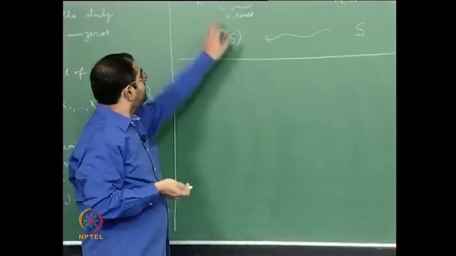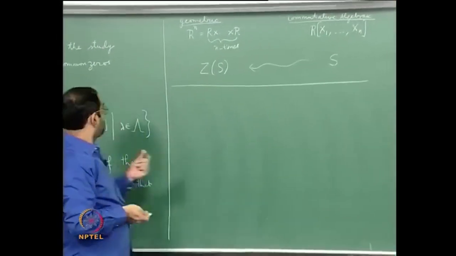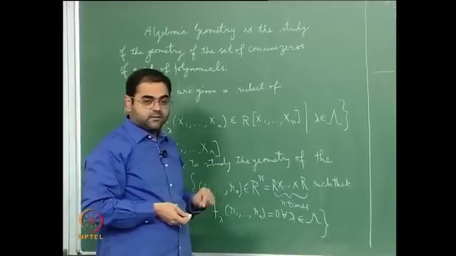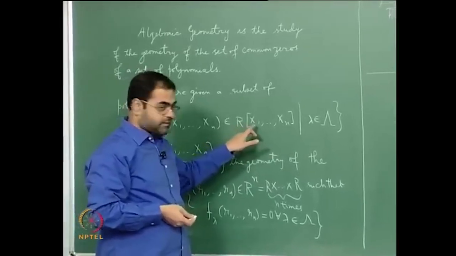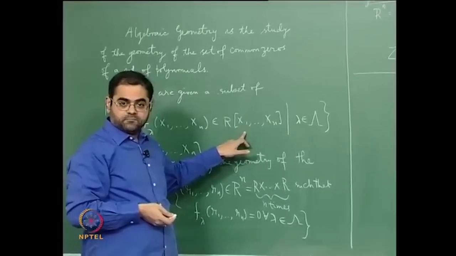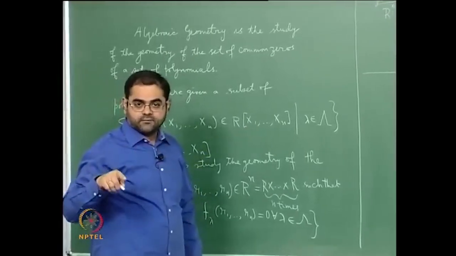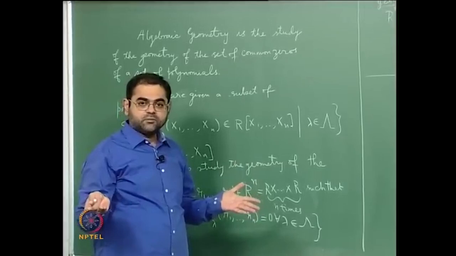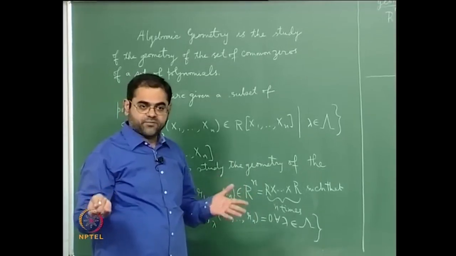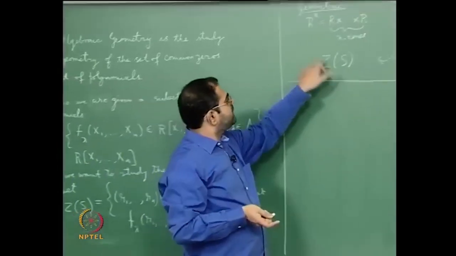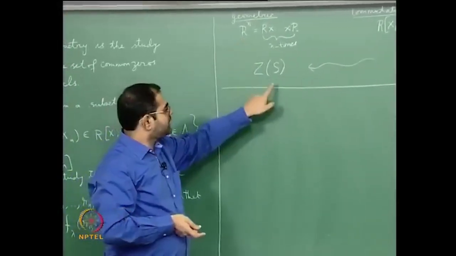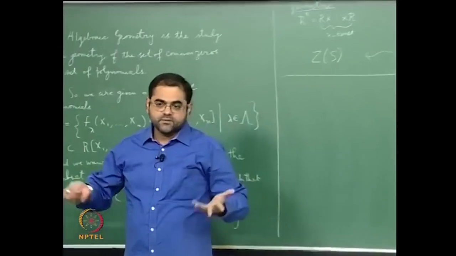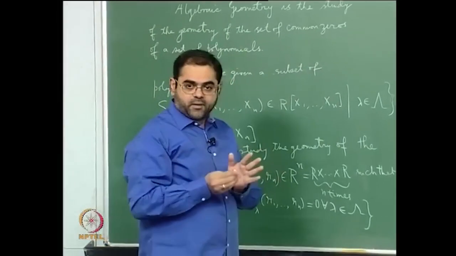For example, if you take the ring R to be the real numbers, and I take just one variable, call it x1, and I take the equation x1 squared plus 1, then you know that it has no zeros in the real numbers, because the zeros are non-real, they are complex. So it is very possible that if you work over a general ring, this particular set, the zero set, can turn out to be empty, and then there is nothing to study.